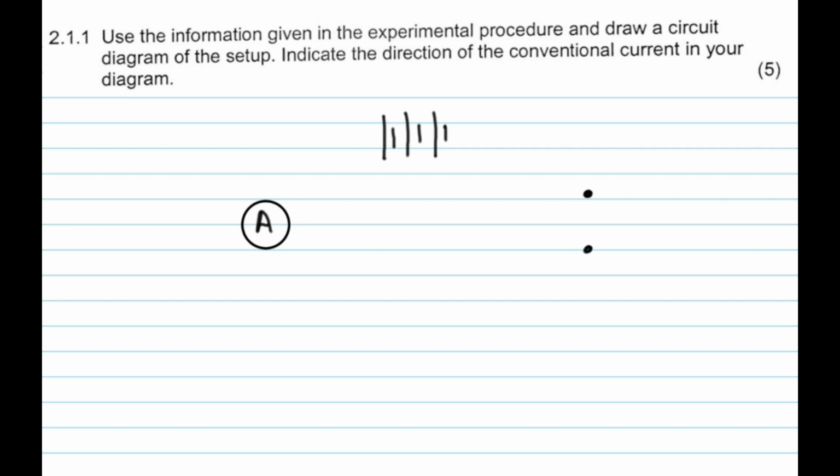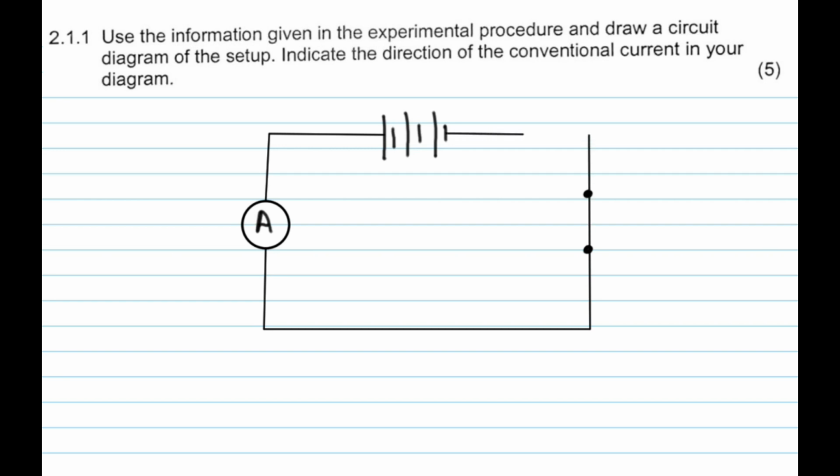Then we draw the ammeter, which is a circle with an A. We draw our switch. In this case, the switch was closed, so that will just be 2 dots. And then we use a ruler to connect all of these elements together. Now remember, this entire thing should be done in pencil.